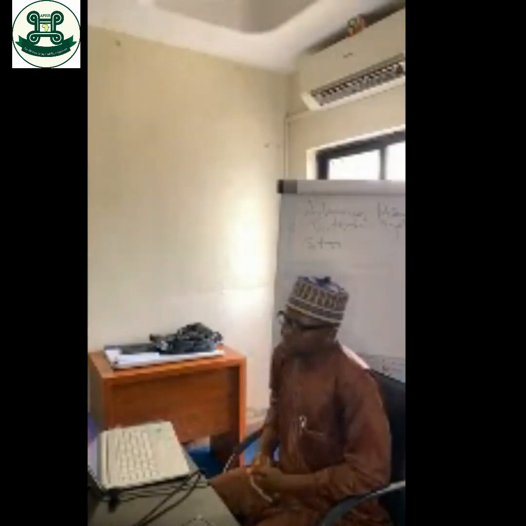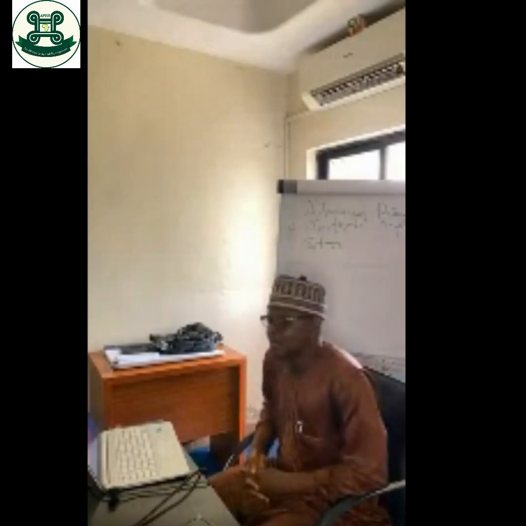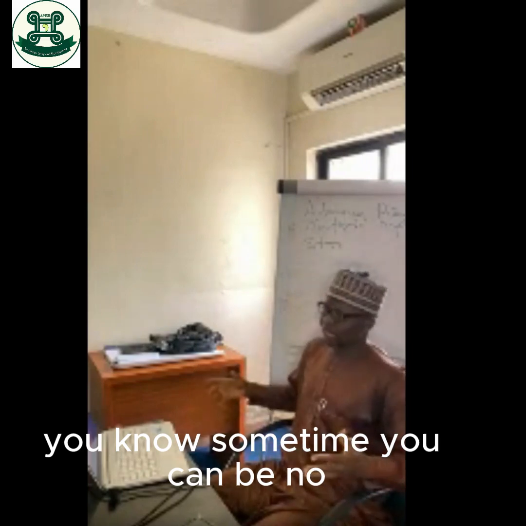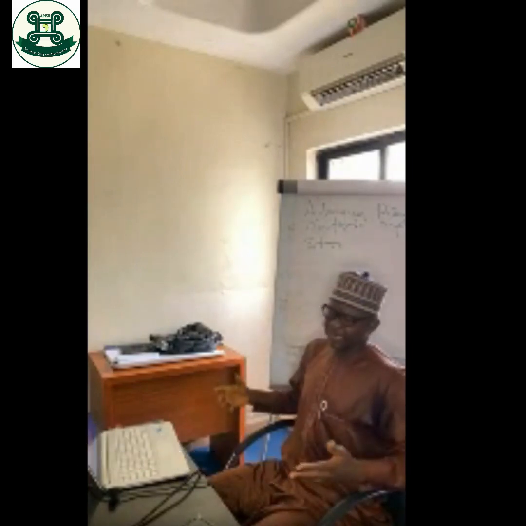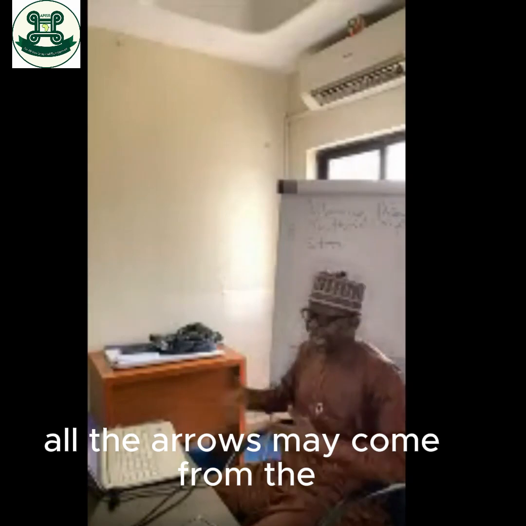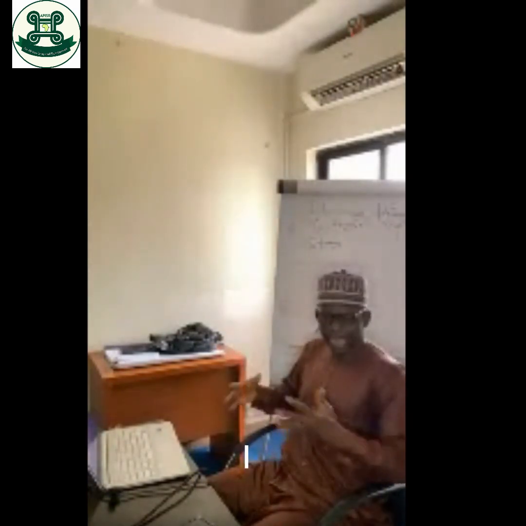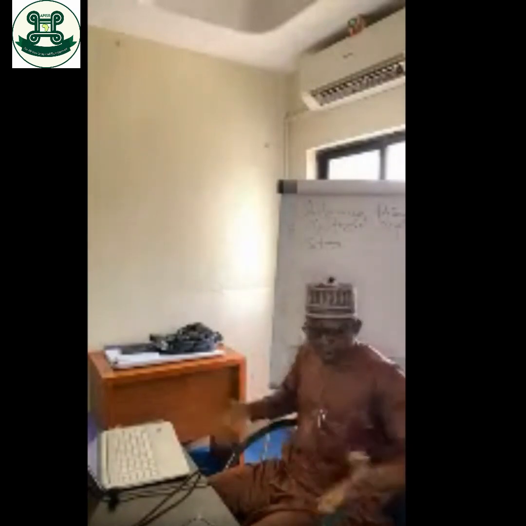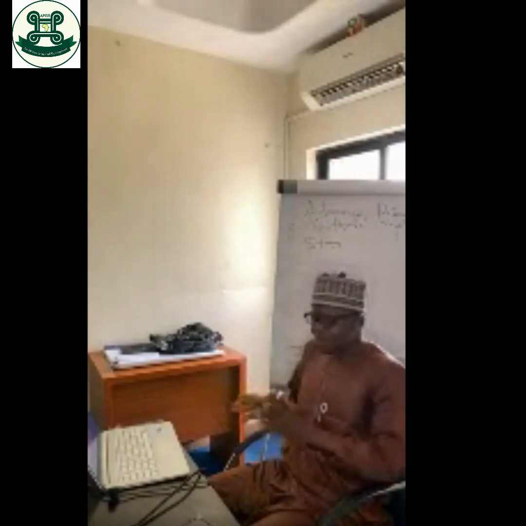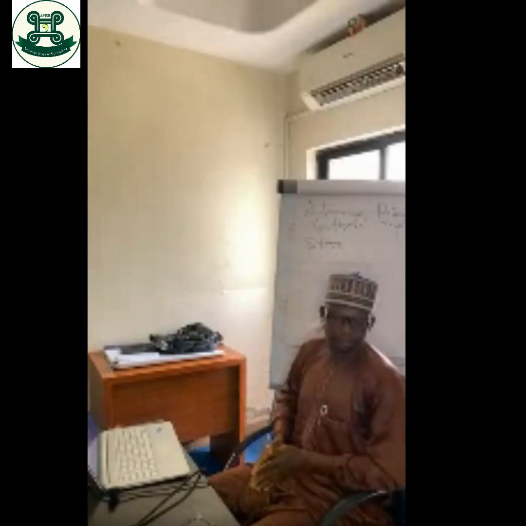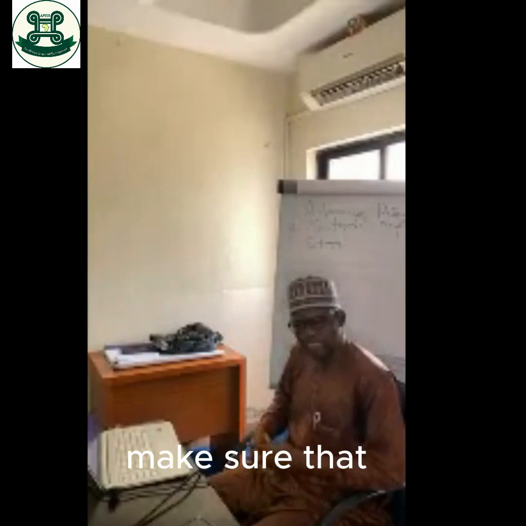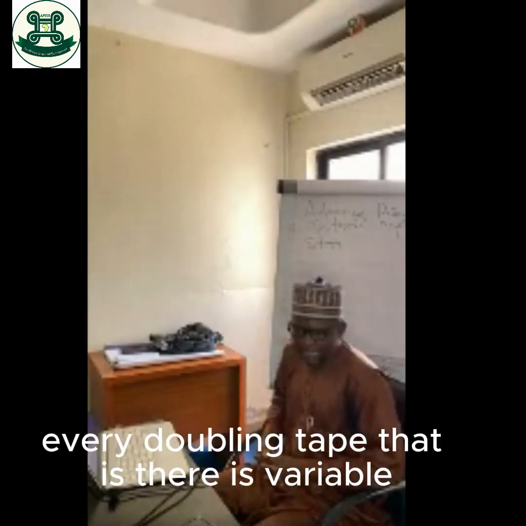And also the data processing. Sometimes the management can submit information that has some errors, or the errors may come from the data processors there at the MIS. So after processing the data on the system, there is a need for checking errors. Make sure that every duplicate that is there is removed.